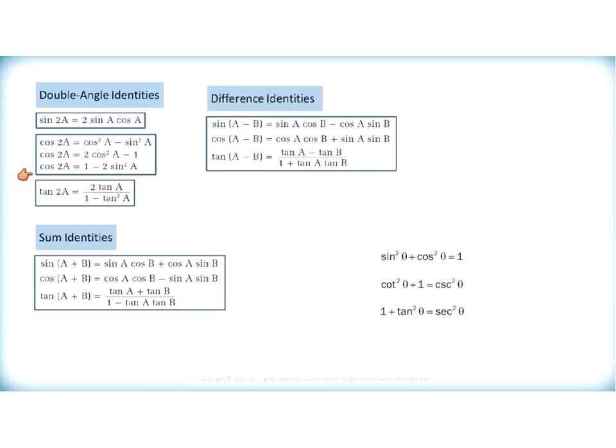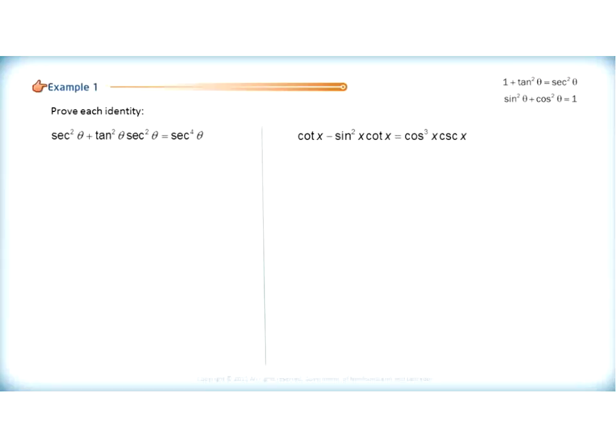So let's quickly review again our double angle identities, because we do need to use these again. Our difference identities and our sum identities. And of course we have our Pythagorean identities as well. All of these identities are again given to you on your public exam, so you don't need to worry about memorizing any of these. We just need to know how to use them, of course. So let's jump right into a couple of examples here.